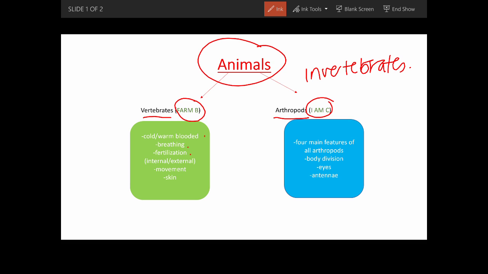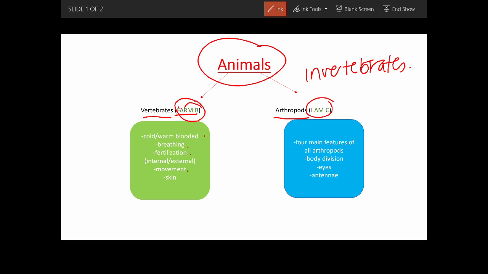Then fertilization. This one, I think you should memorize it. 3 of these animals are fertilized internally, while the other 2 externally. Fish is external, amphibians is external. The rest, R, M, B, these are internal.